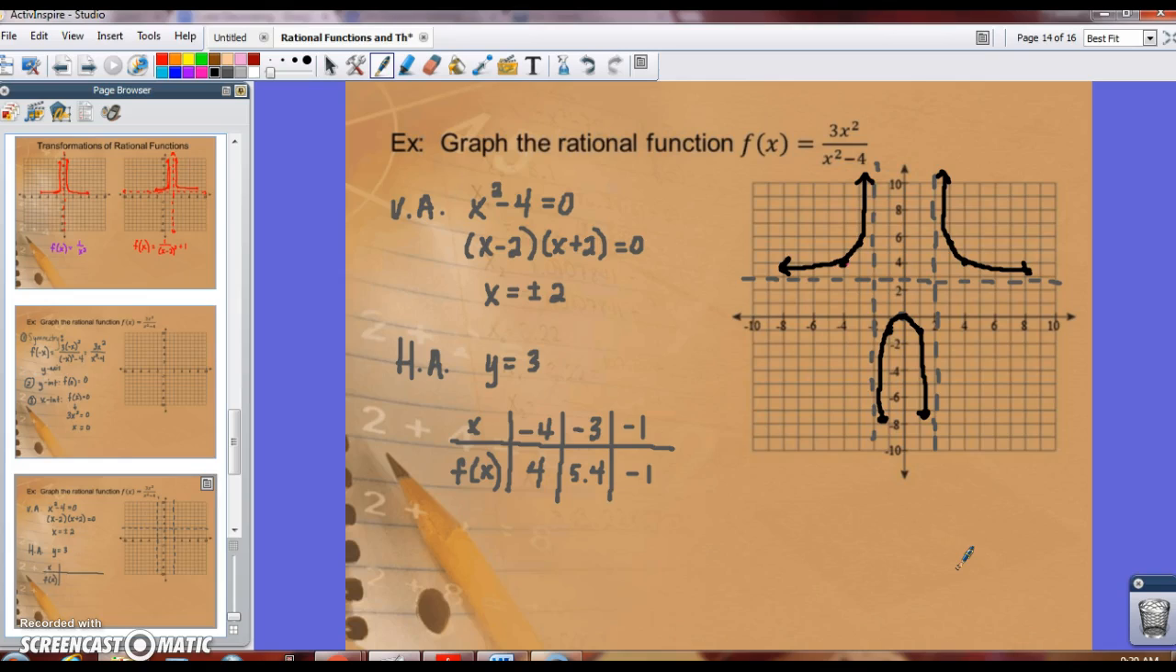So use that symmetry information you have to your advantage. That way you don't have to make a larger table. This is really all you need when you're finding your values there. Okay, I'm going to end this video there. We'll start the next video talking about slant asymptotes.